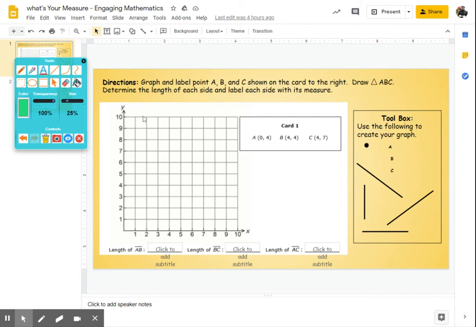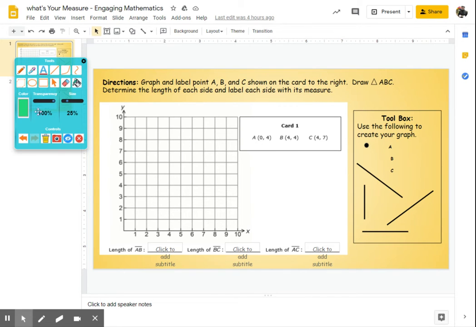Okay, so our directions say graph and label each point A, B, and C shown on the card to the right. So here's our card, right? Here's our points A, B, and C. It says draw a triangle ABC and determine the length of each side and label each side with its measures. So the first thing we need to do is plot those points on our graph. I'm going to put 3 dots on my graph where points A, B, and C belong.